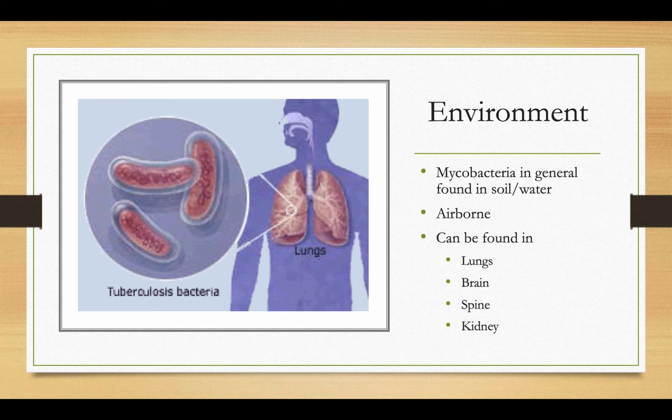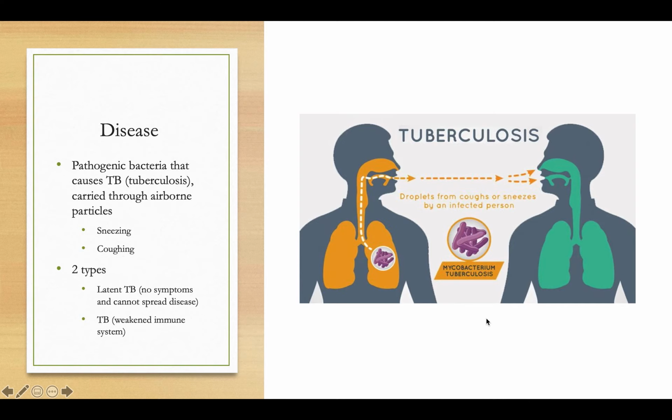In the environment, Mycobacterium are generally found in soil and water, but going into the tuberculosis bacterium, it is airborne, and in people, it can be found in the lungs, brain, spine, and kidney. The actual disease of tuberculosis is carried through airborne particles such as sneezing and coughing. There are two types. The first one, latent TB, which shows no symptoms and cannot spread the disease, compared to just regular TB, which have a weakened immune system.